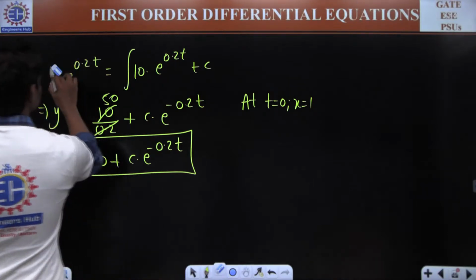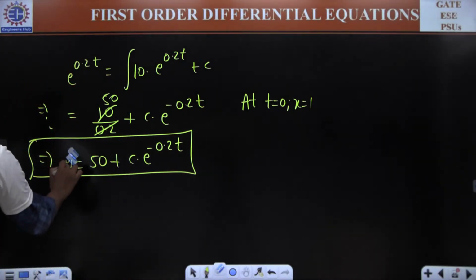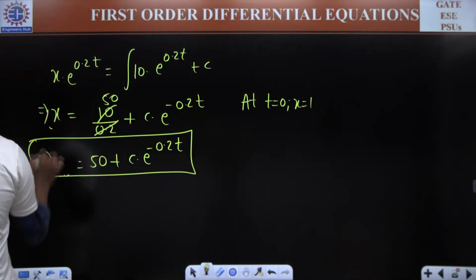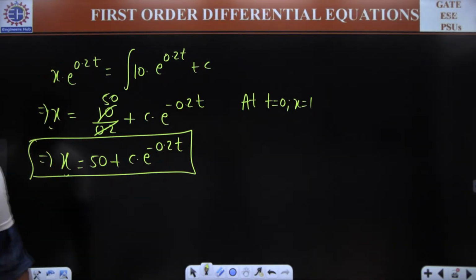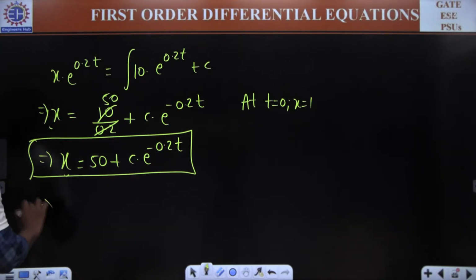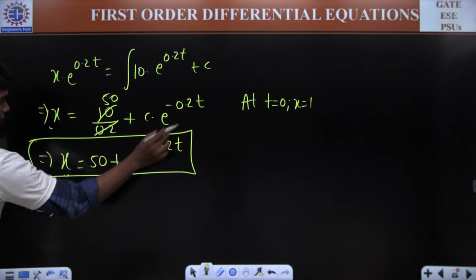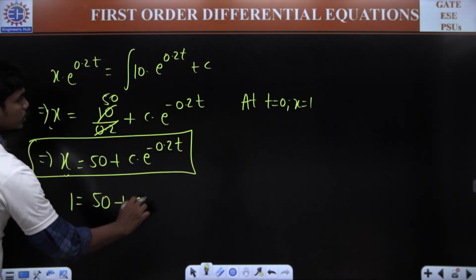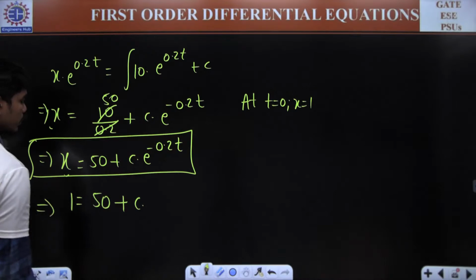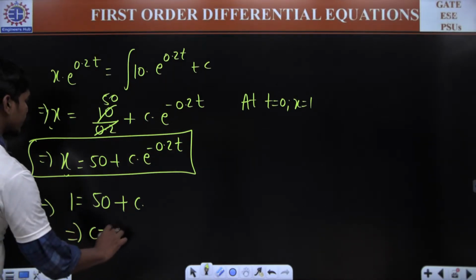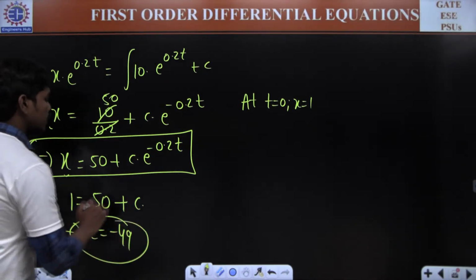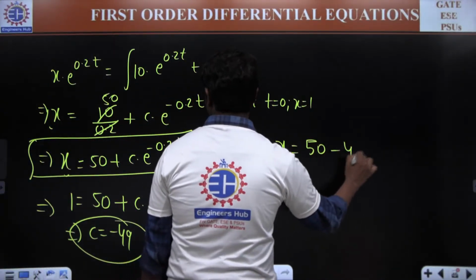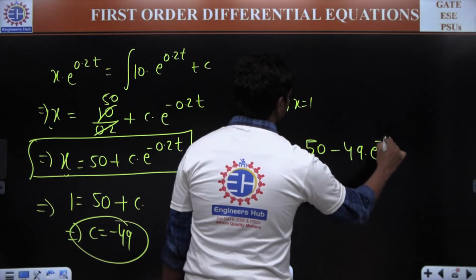Yeah, correct. This is x. So now when you substitute, 1 is equal to 50 plus c into, when you put t is equal to 0, this value is 1. So c is equal to minus 49. So the solution for this is 50 minus 49 into e power minus 0.2 into t.